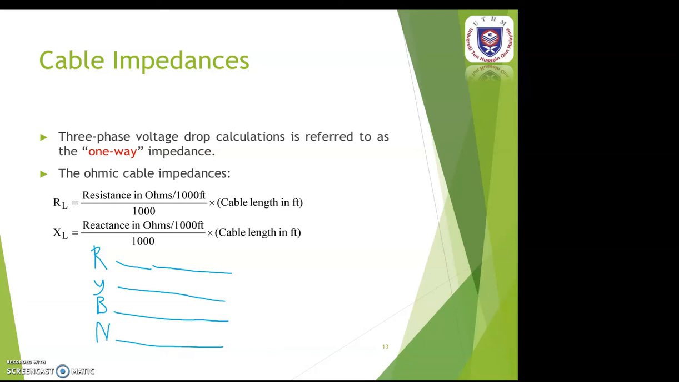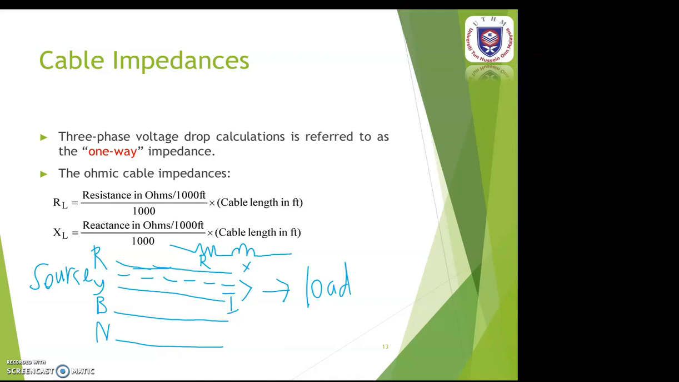So we know that the cable must have impedance. We have the R and also we have the X. This one is R, this one is X. And then this one is the source. Here is the source, and then the cable. This one is the cable, and then we go to the load. So the current will flow here from the source to the load. This one is the current.